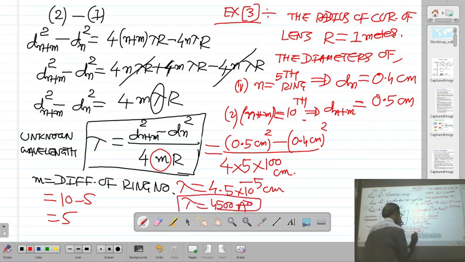Okay? So this is the application of Newton's ring experiment, that with the Newton's ring experiment we can determine the unknown wavelength of a given light. The second application we will take in the next, 6th lecture. Using Newton's rings, we can find the refractive index of a given liquid. Suppose you are given water or glycerin, then the refractive index of water and glycerin can be determined with the help of Newton's ring experiment.